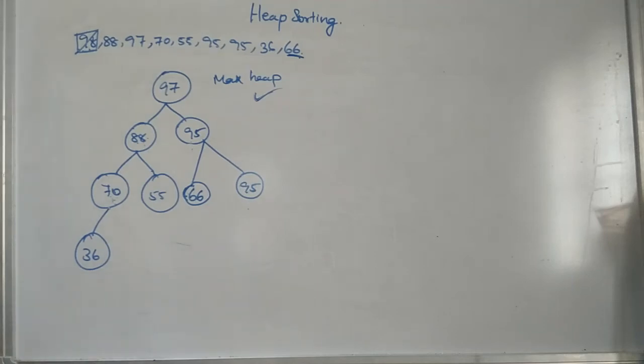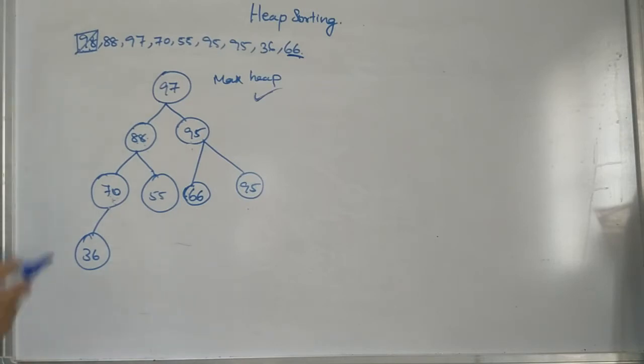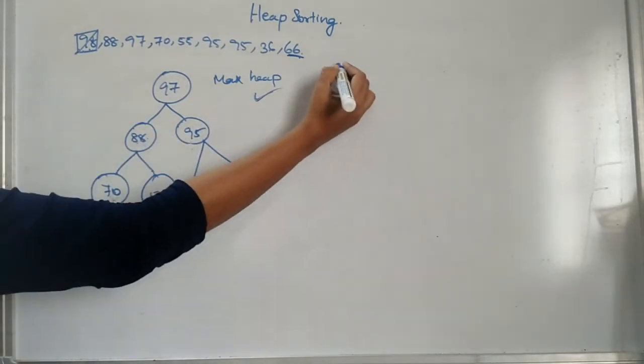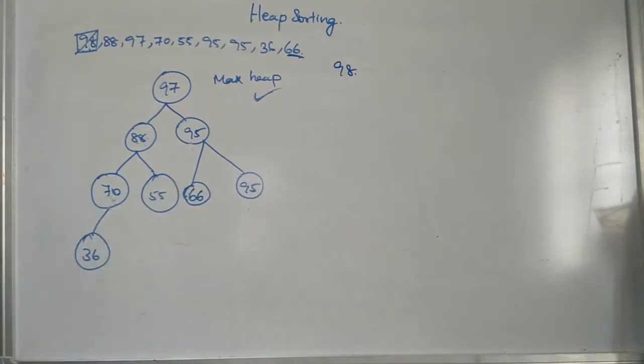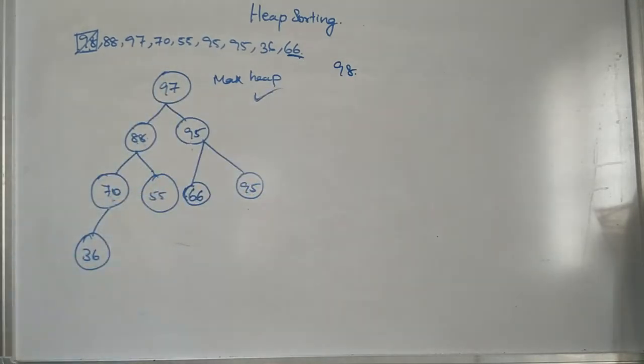Hello everyone. In the last video, we removed the element 98 from our heap, so you can write 98 here. In this video, we are going to discuss how to sort the numbers using heap. In the previous video itself, we removed the element 98, so you can write it here.